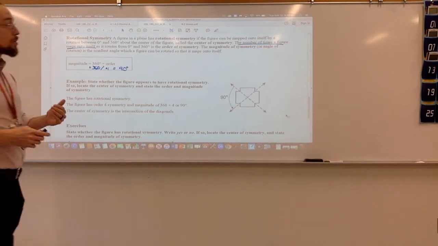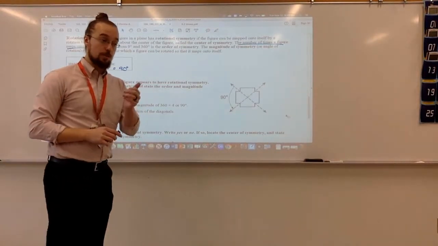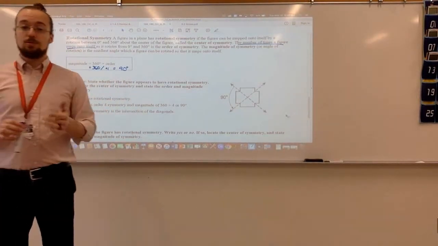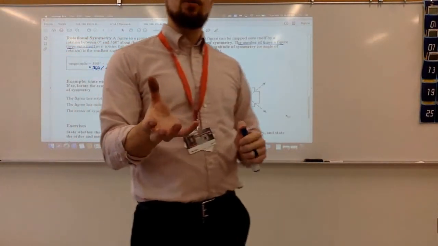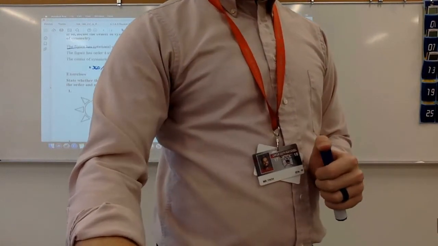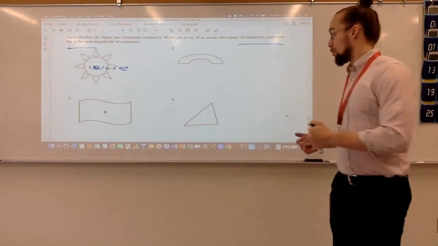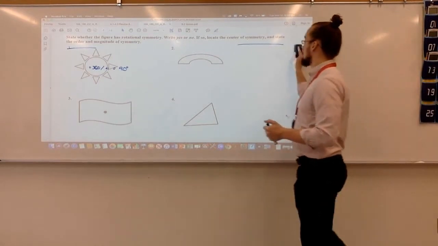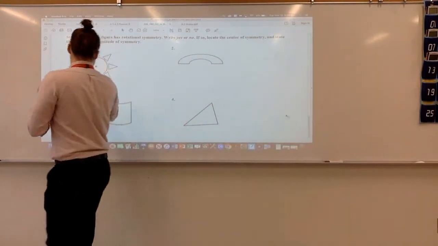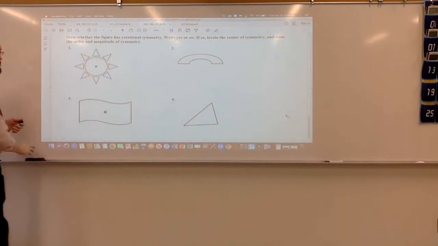Alright, so for ones like this, we want two things. We want the order and the magnitude. Order is how many times I can rotate it so that it sits on top of itself, and the magnitude is that degree measure. So let's take a couple of minutes and look at these ones.